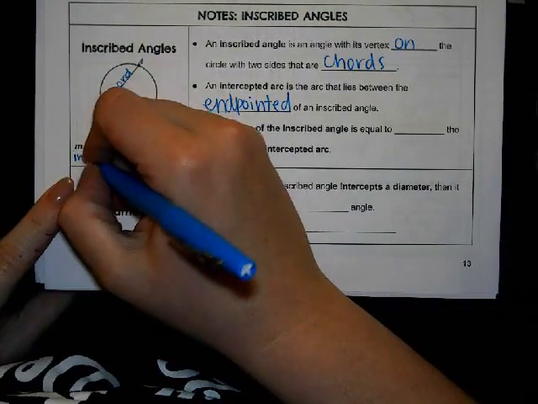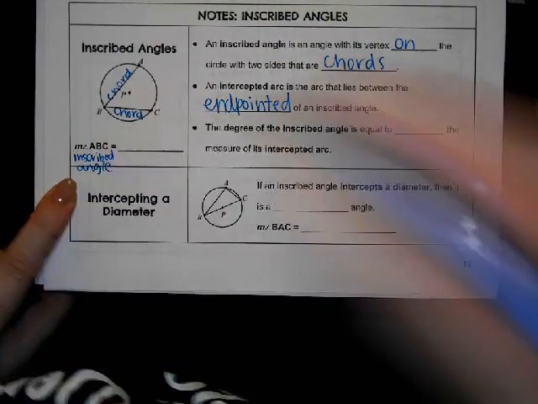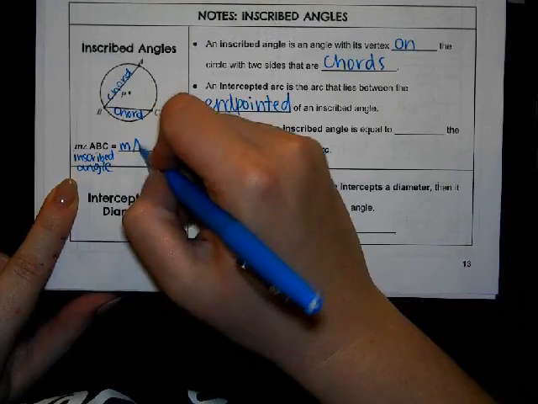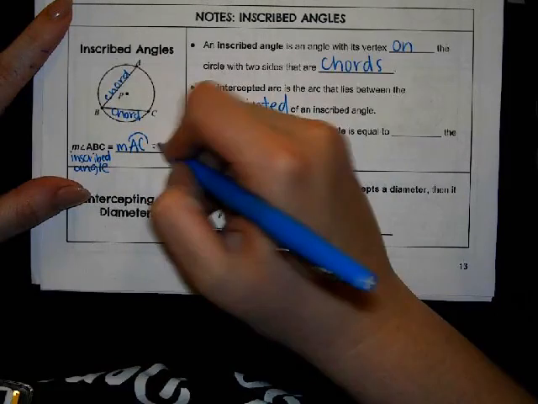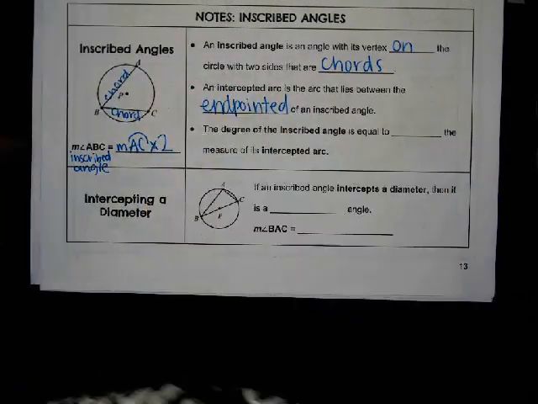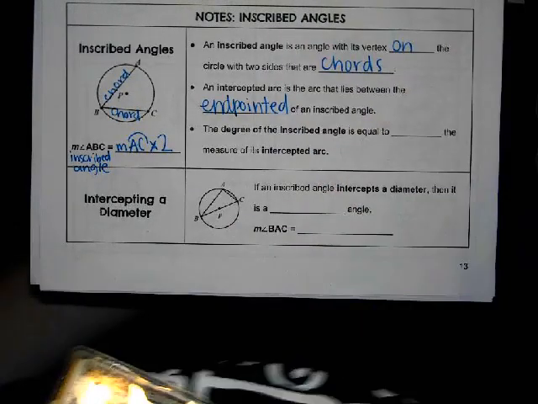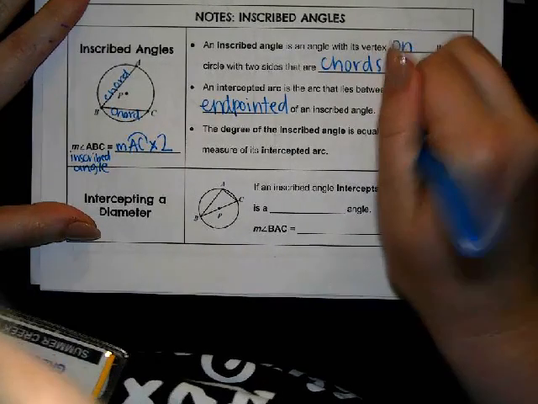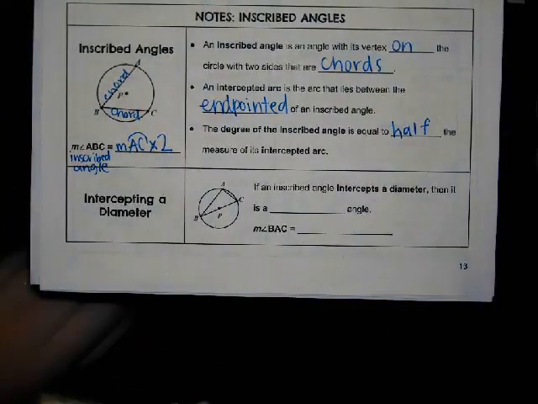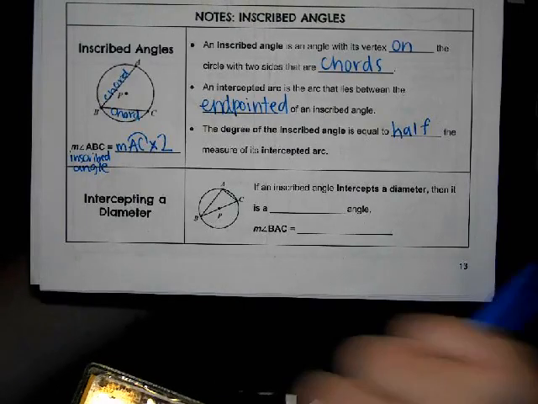This is your inscribed angle. The arc that goes with it, that would be arc AC, is always 2 times whatever the inscribed angle is. So if the inscribed angle is 10, the arc is 20. It's always twice. I can also say that the other way, that if you have the intercepted arc, the inscribed angle is half of it.